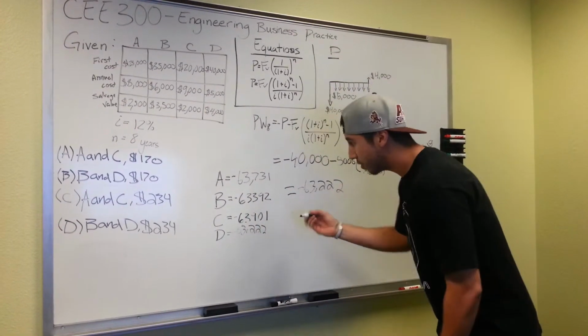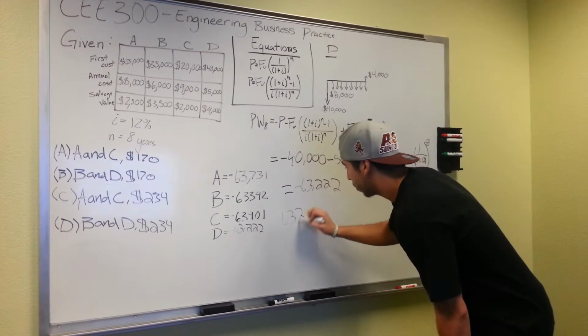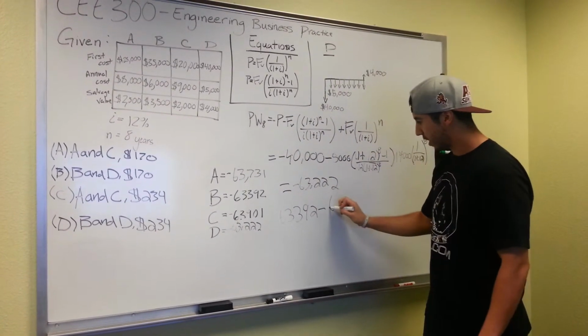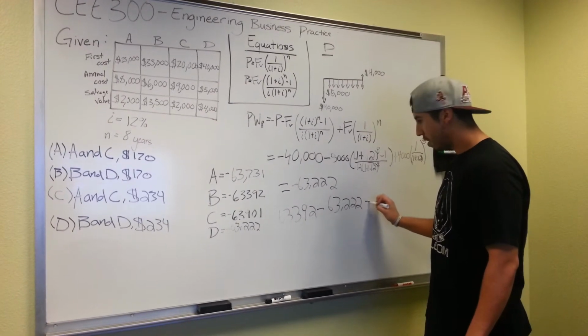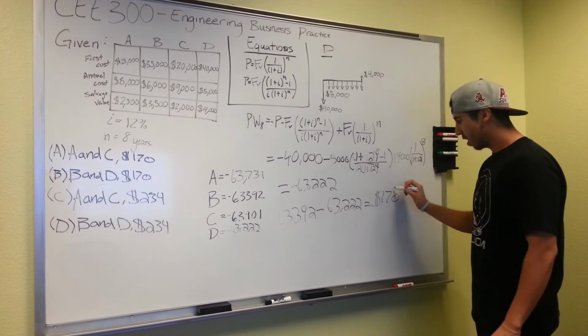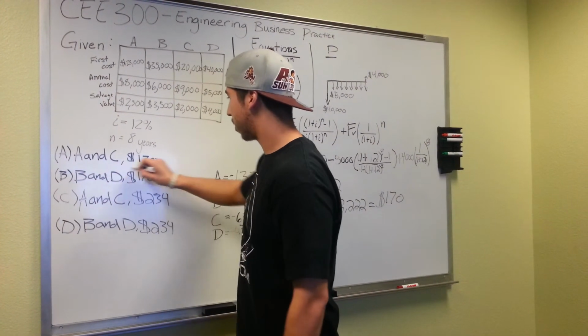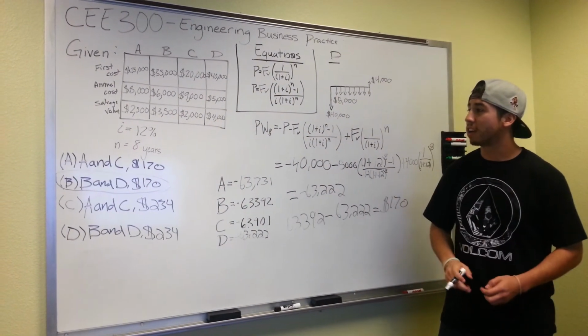So if we actually look at the differences here, we're going to go 63,392. We're going to subtract D, which is 63,222. We get a value of 170. This guy was given as one of our options, so this is going to be our answer right here. And that is how you find net present worth.